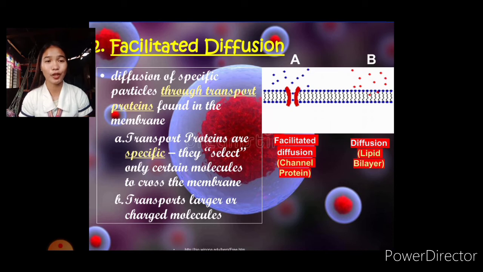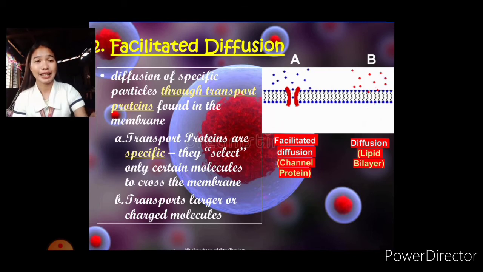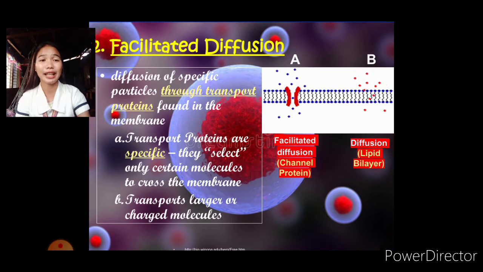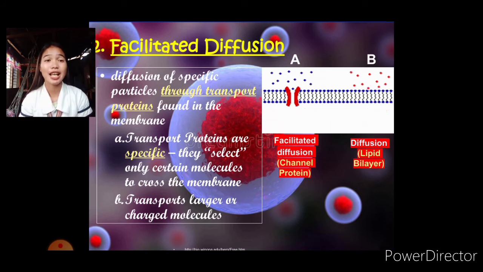You can see in the picture on the right side, class, the difference between diffusion and facilitated diffusion. In diffusion, as you can see, it is spread out. In facilitated diffusion, class, it has something like a passage, so only chosen particles can enter the membrane.